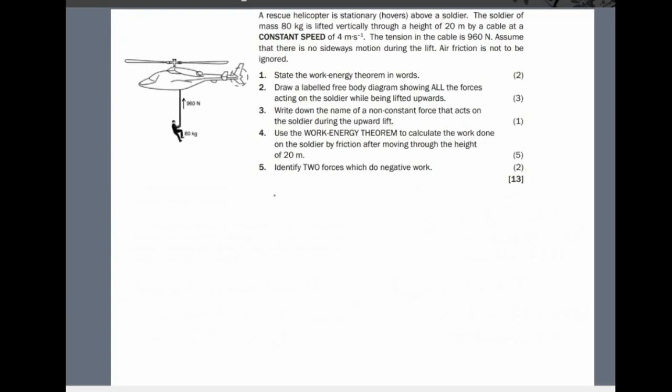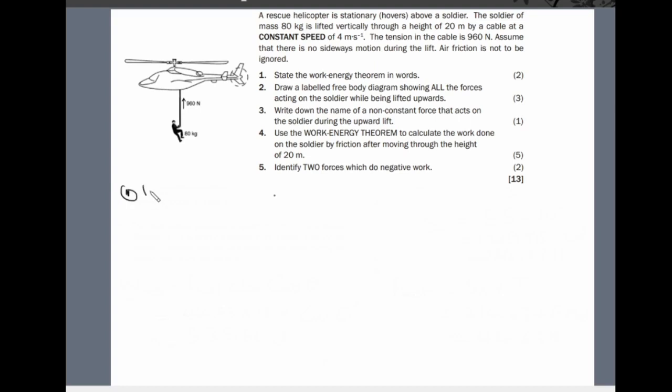Okay, so the question: a rescue helicopter is stationary, that is, it hovers above a soldier. The soldier of mass 80 kg is lifted vertically through a height of 20 meters by a cable at a constant speed of 4 meters per second, right? The tension in the cable is 960 newtons. Assume that there is no sideways motion during the lift. Air friction is not to be ignored. And then question 1: state the work energy theorem in words.